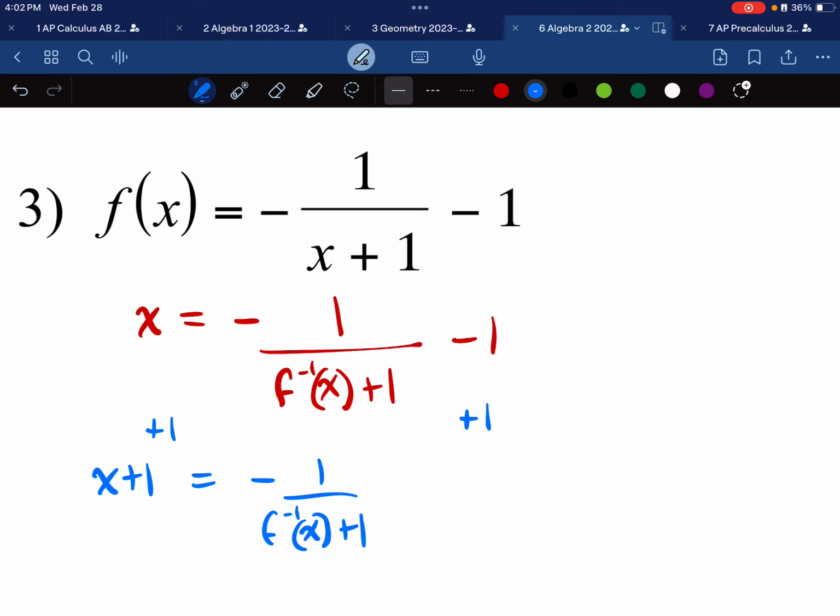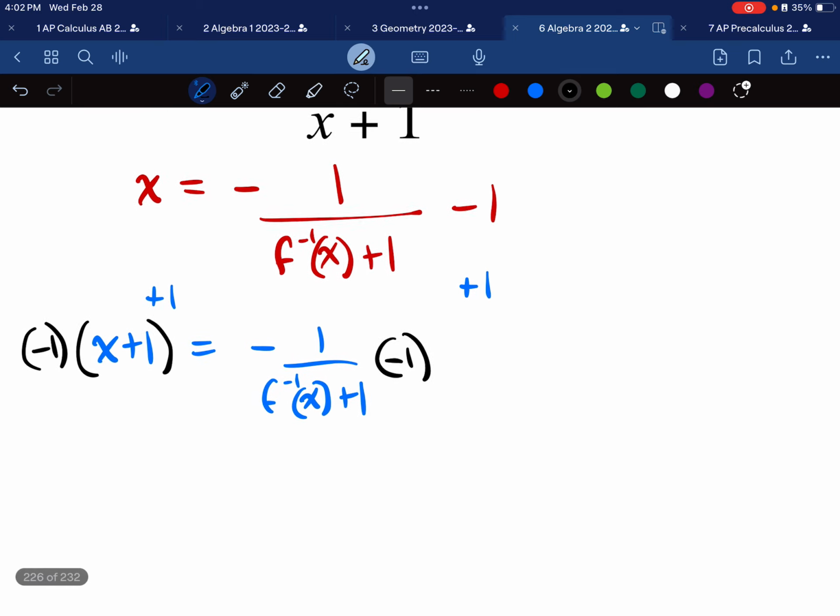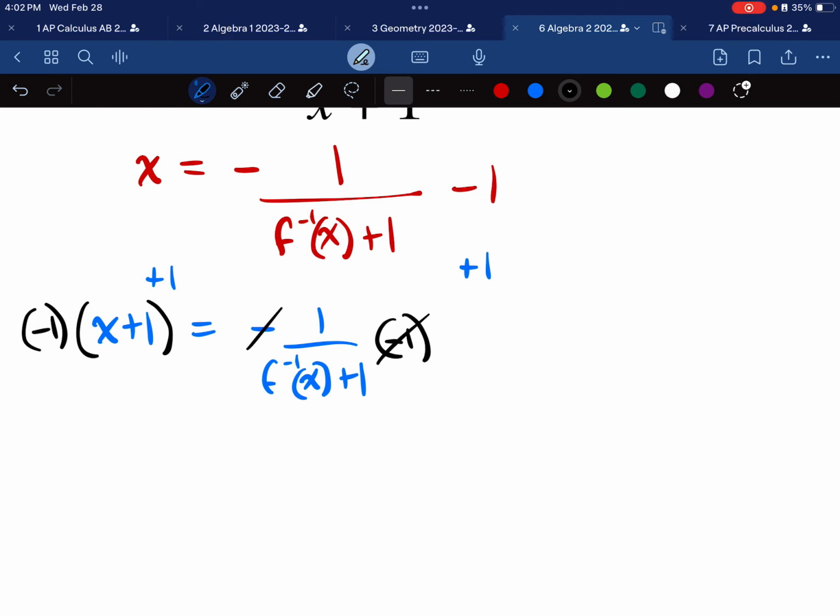The very next thing that I want to get rid of is this negative on the outside, so I'm going to multiply both sides by a negative 1. So multiply by negative 1 over here, multiply by negative 1 over here. Remember, I'm really distributing into that entire side. So negative 1 and that negative are gone, and I'm left with a negative x minus 1 is equal to 1 over f inverse of x, and then plus 1.